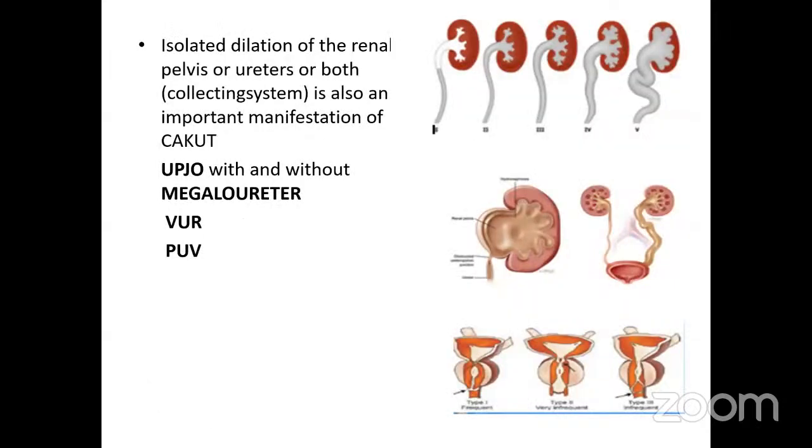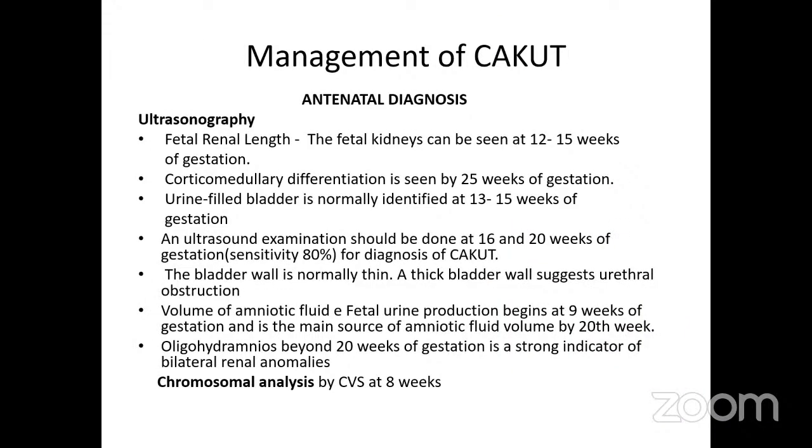Murthy Garu. So isolated dilatation of the renal pelvis or ureters, or both, is an important manifestation of CAKUT. This can be UPJO with or without megaureter, VUR, or PUV. So it can present in 4 forms: UPJO with and without megaureter, VUR, and posterior urethral valves. The first picture depicts UPJO with megaureter. The second one is UPJO. The third one, the PUV and VUR. Next. These are the grading of the dilatation, grade 1, grade 2, grade 3, grade 4.